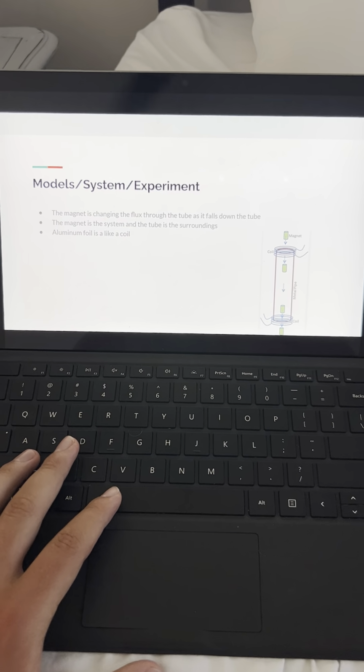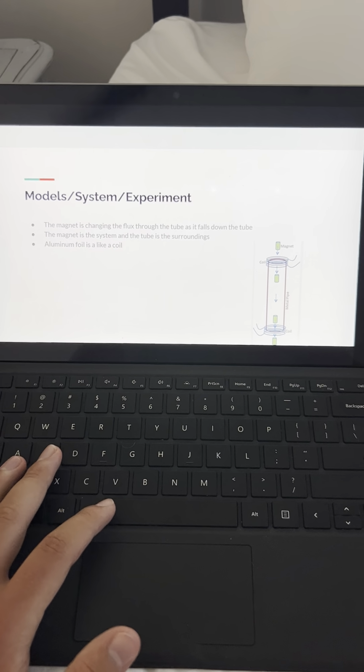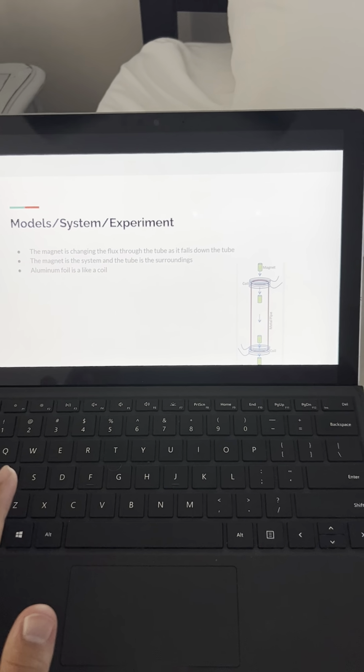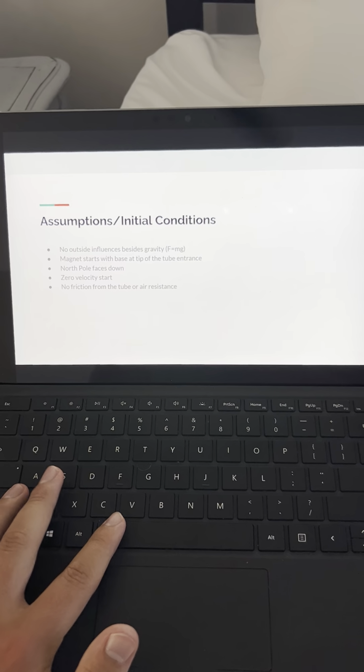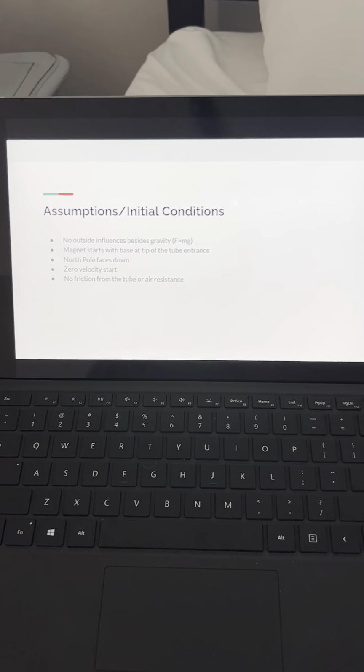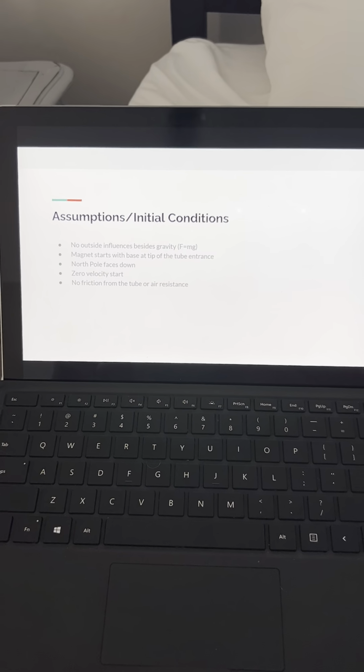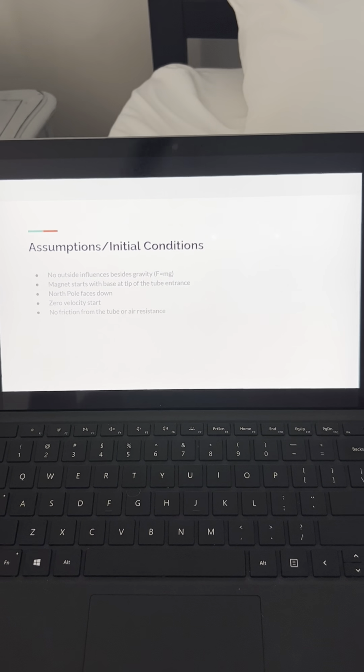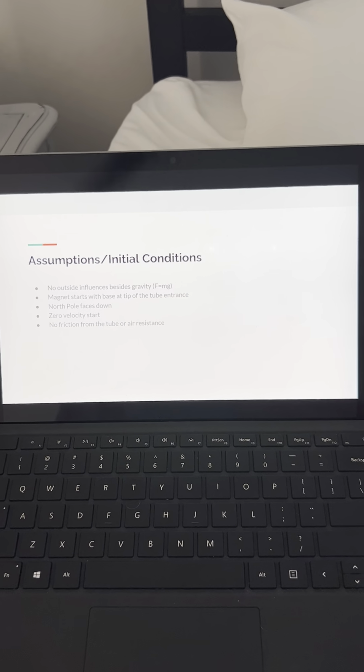So you can see right here, this is our model. We're just dropping the magnet down the tube. Aluminum foil is kind of like a coil, and the magnet is going to be the system, and the tube will be surroundings. So we're going to assume that gravity is the only outside force. The North Pole faces down. We start at zero velocity, and we're going to drop the magnet right at the top of the tube.